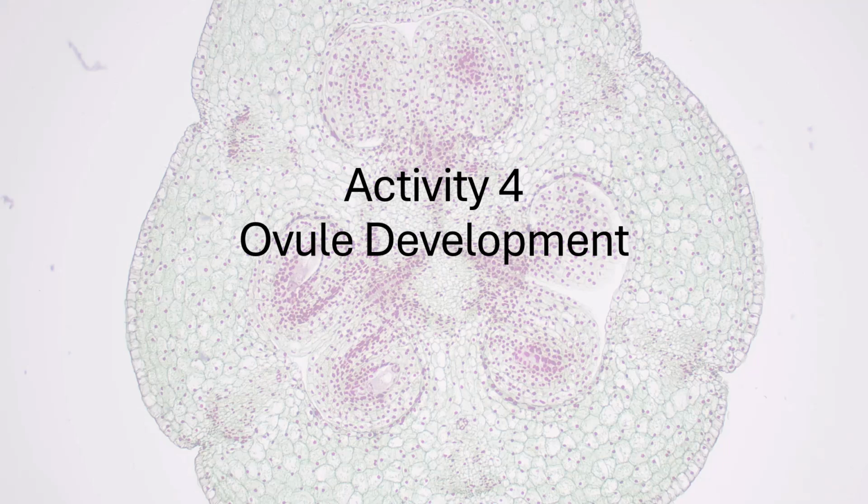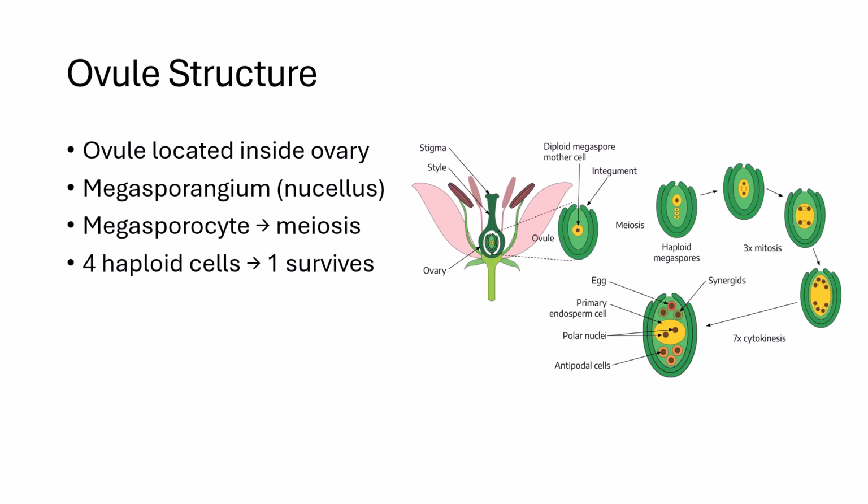As you observe, I want you to think about how angiosperms have reduced and protected the female gametophyte compared to earlier plant groups. Inside each ovule is the megasporangium, also called the nucellus. Within the sporangium is a megaspore mother cell. That cell undergoes meiosis, producing 4 haploid cells. 3 degenerate. 1 survives, the megaspore. The megaspore then undergoes mitosis to form the reduced female gametophyte.